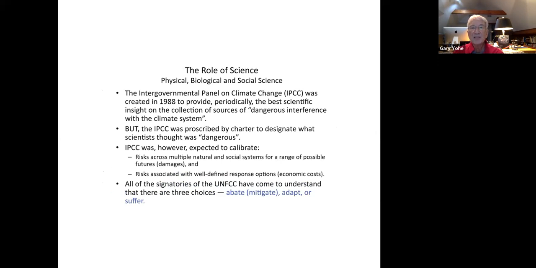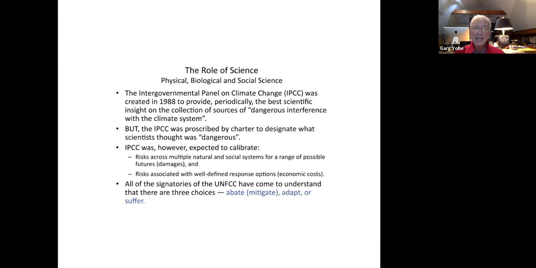Okay, so the Framework Convention said we're going to negotiate about climate change. We don't know a damn thing about it. So maybe we should talk to some scientists who have been working on this problem. So they created the Intergovernmental Panel on Climate Change in 1988. There might have been 40 people on the planet that had any idea what the question was about. But they did create the IPCC and it blossomed. It was, and this is really important, proscribed from designating what is dangerous and what policy could be.